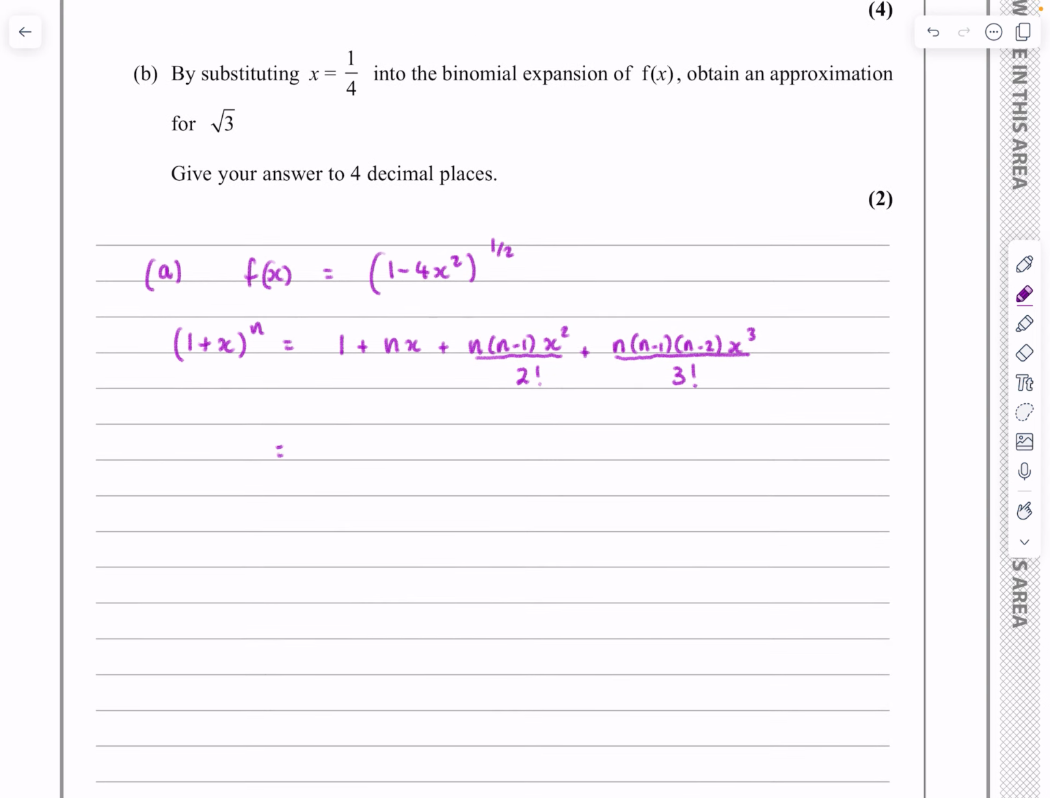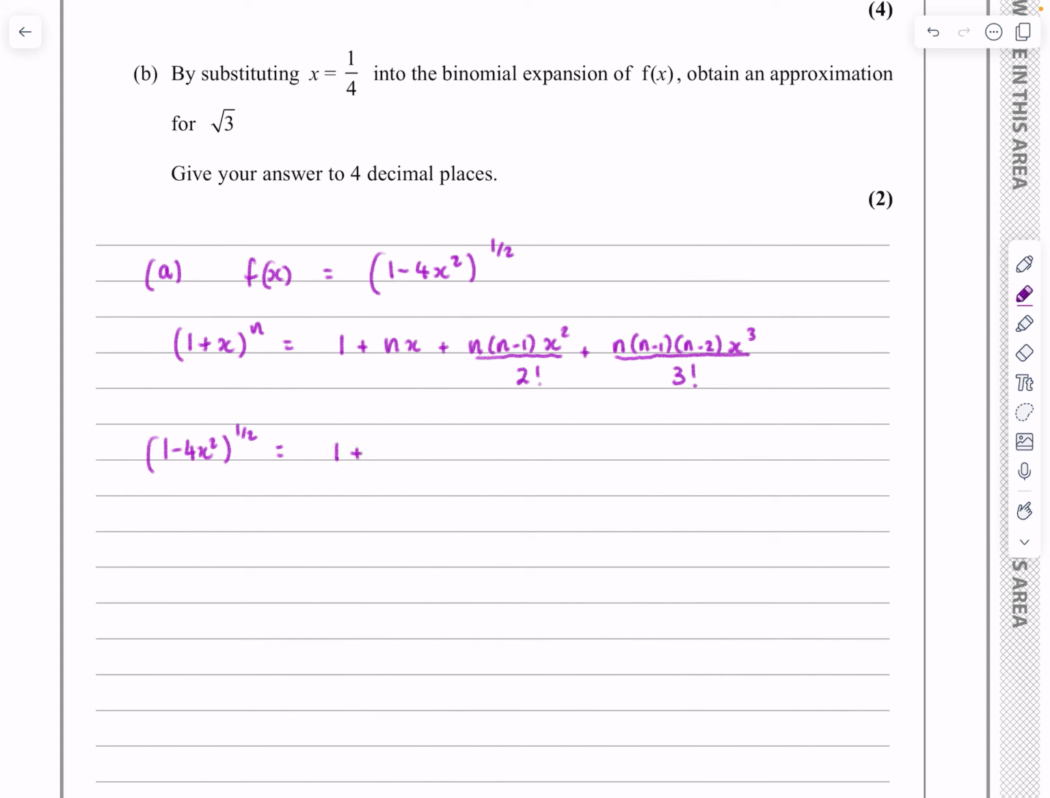So now all we have to actually do is substitute in the fact that we're doing it with (1 minus 4x squared) to the half. So in effect, anywhere where I've got x, I'm going to replace it by minus 4x squared. Anywhere where I've got n, I'm going to replace it by a half. And then we'll have to tidy that up after we've done all that.